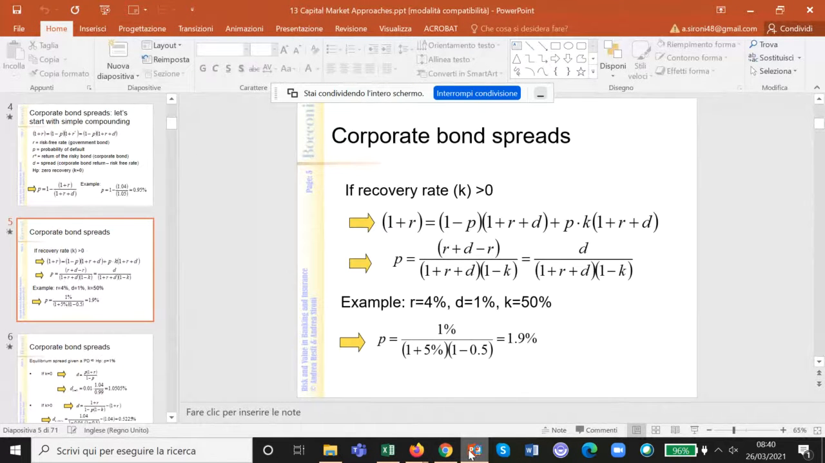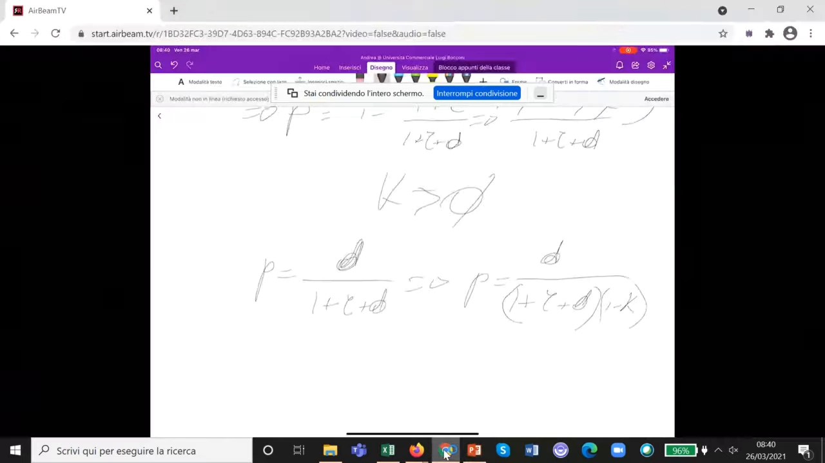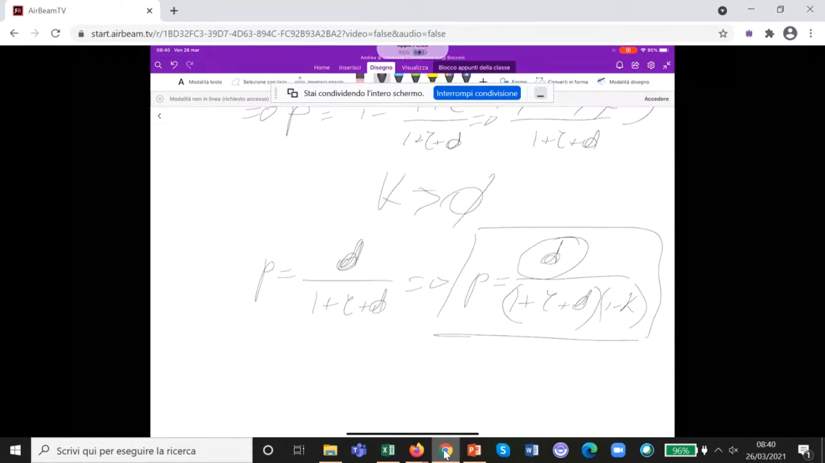Now, clearly, if you look at this, this is telling you that given a spread, say, for example, like the 1% that we saw before, if there is a positive recovery rate, then the probability of default, which is implied in the spread, is higher, other things equal, okay? Because basically you would have to compensate for the fact that there is a positive recovery.